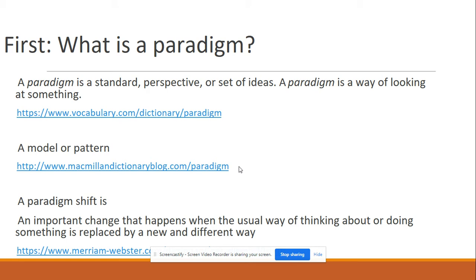A paradigm shift is an important change that happens when the usual way of thinking about or doing something is replaced by a new and different way. We are talking about a paradigm because when we see the different programs that we used to have in the past to teach bilingual students, we have to see a different perspective now because the population is changing. We're not going to be using the same type of programs to teach our bilingual students.